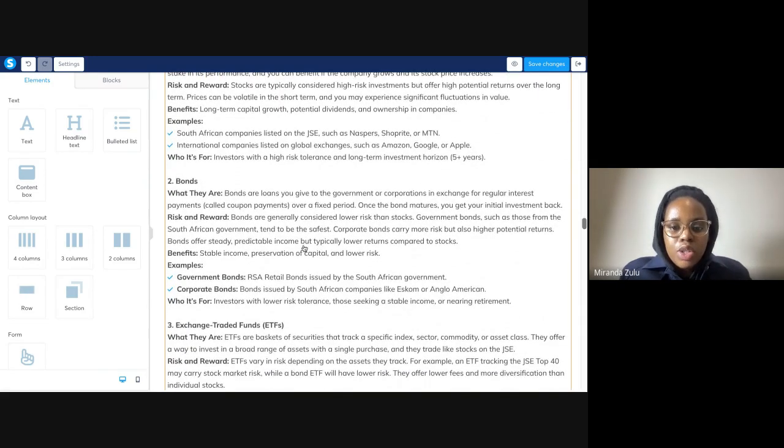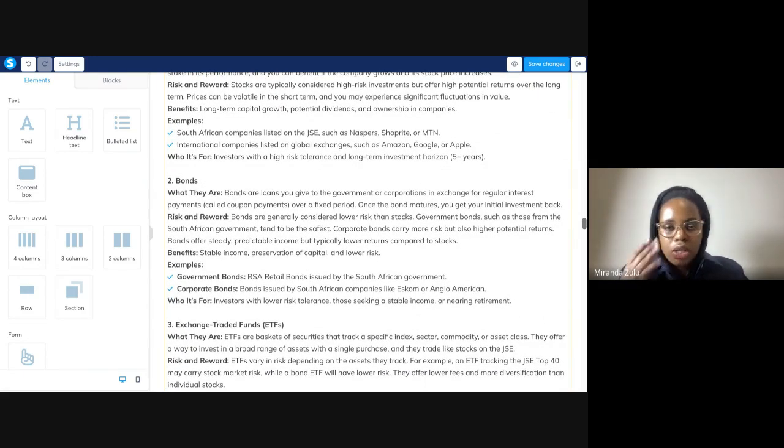Bonds are loans that you give to the government or corporations or companies in exchange for regular interest payments over a fixed period. Once your bond matures, you get your initial investment back with your return. And so bonds are generally considered lower risk. Some would say medium to low risk, depending on the way that you bought your bond.